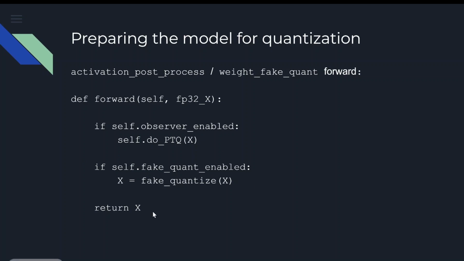It's pretty simple. So if PTQ is off, but fake quant is on, it's just going to fake quantize your tensor with your scale and zero point, do the rounding and clamping that we've seen in previous videos, and that will be that.